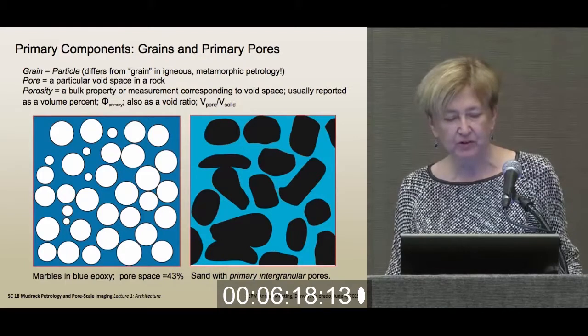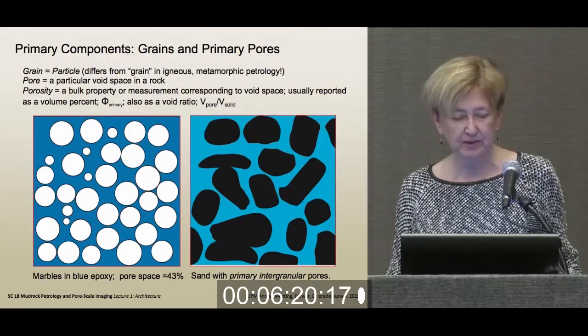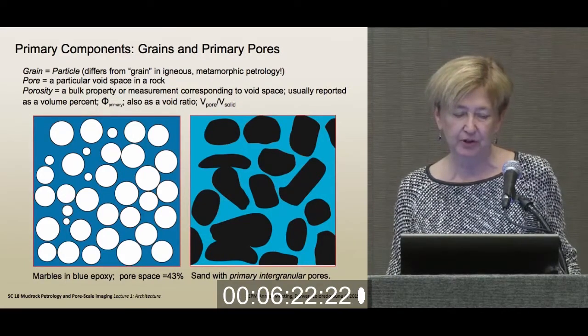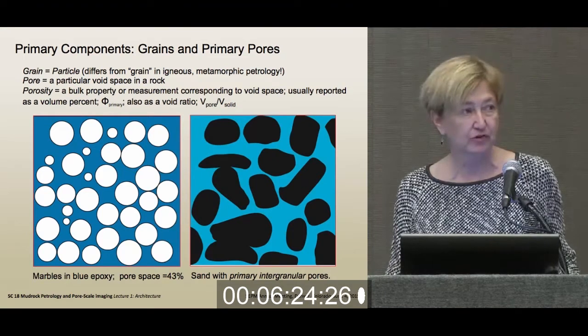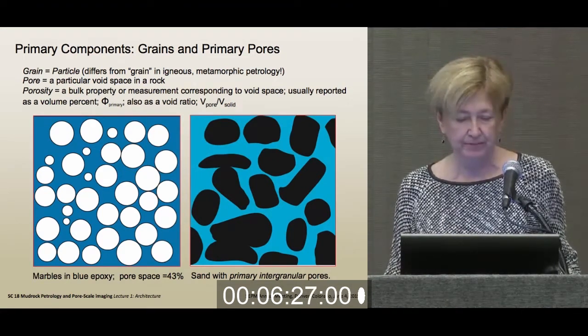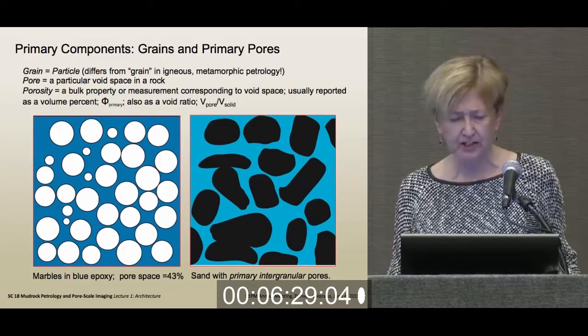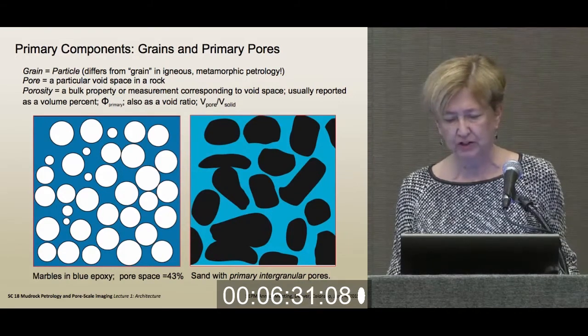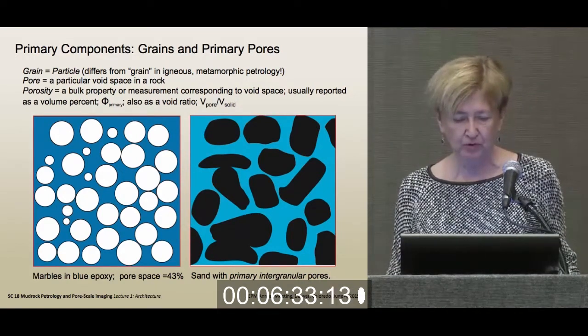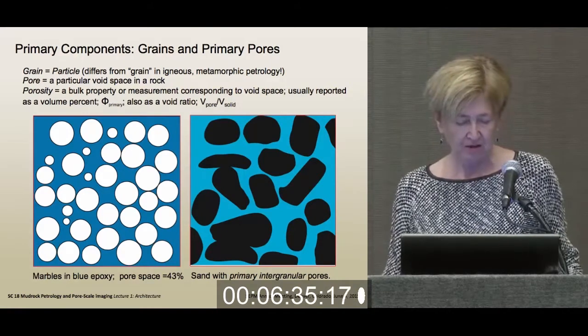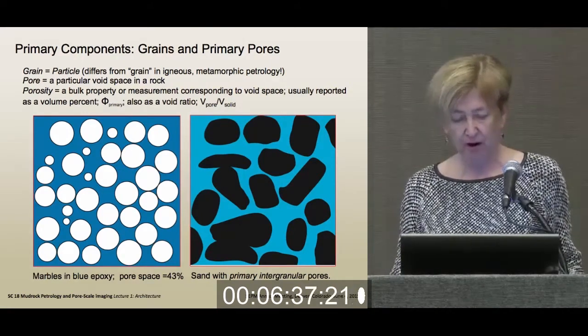And porosity, of course, is a bulk property, and typically, in petrology, we measure it as a volume %, but in many engineering applications, people talk about this void ratio of the volume of the pores over the volume of the solid. So, here's some examples of some primary pores.